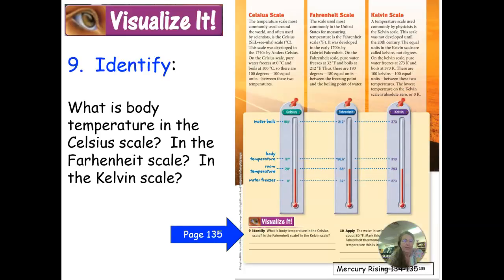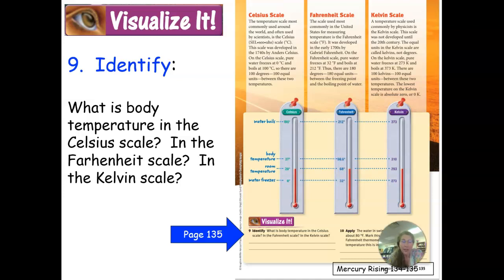Here's what the handout looks like. And then number 9 wants you to look at these 3 thermometers. And there's 3 ways to measure temperature. We have the Kelvin scale, which is for very extreme high temperatures, like the temperature inside of a star. Then we have the Fahrenheit scale, which is what we're used to. It's 80 degrees outside. And then we have the Celsius scale, which is the scale that is used mostly in science.